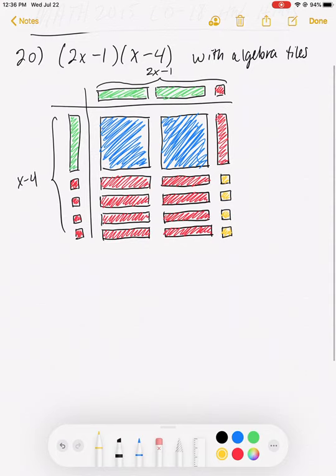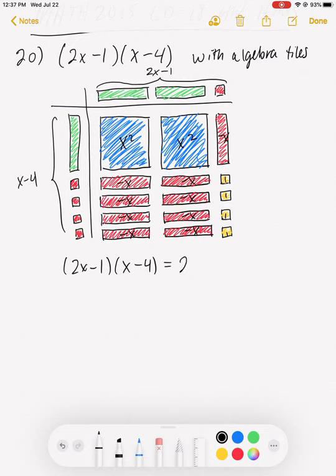What I need to do is find the total. We have 2x minus 1 times the quantity x minus 4, and that's equal to, let's label these here. We have an x squared here, x squared, negative x, negative x, negative x, negative x, lots of negative x's, and then positive 1's. So we have 1, 2, 3, 4, 5, 6, 7, 8, 9. We have 9 negative x's. So we have 2x squared minus 9x plus 4. That's our answer there.